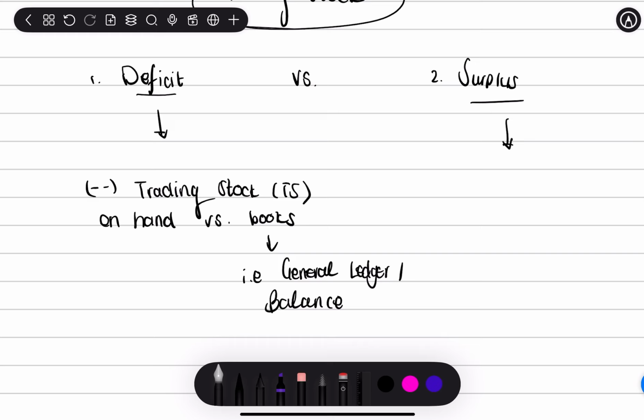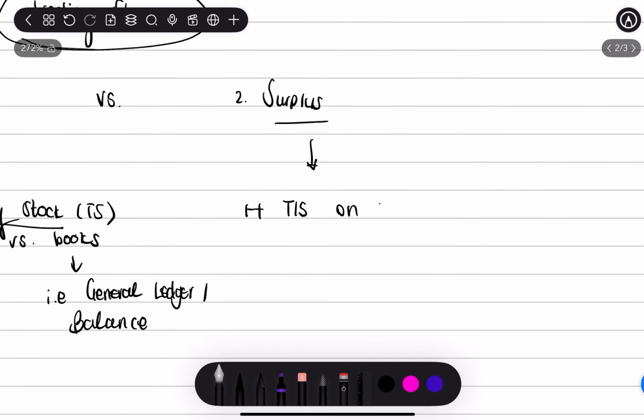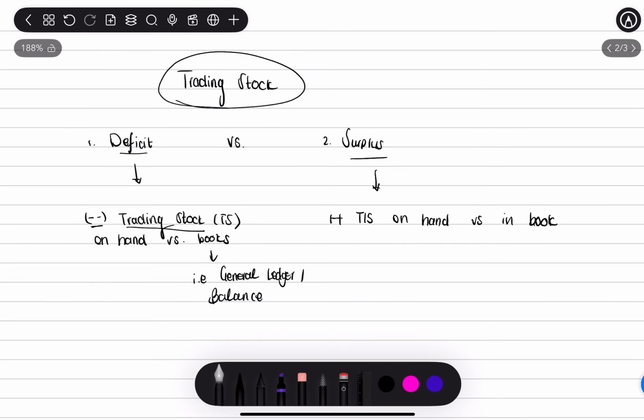So when we think of deficits, we think of lack. So it's less because our reference is always trading stock. We'll say less trading stock on hand versus in the books. Okay, surplus always means more. You have more than what you need. So we are saying more trading stock on hand versus in the books. And again, what is books? Our general ledger or our balance sheet. Does that make it simpler? Yes, no. Okay. So go back to the definition.